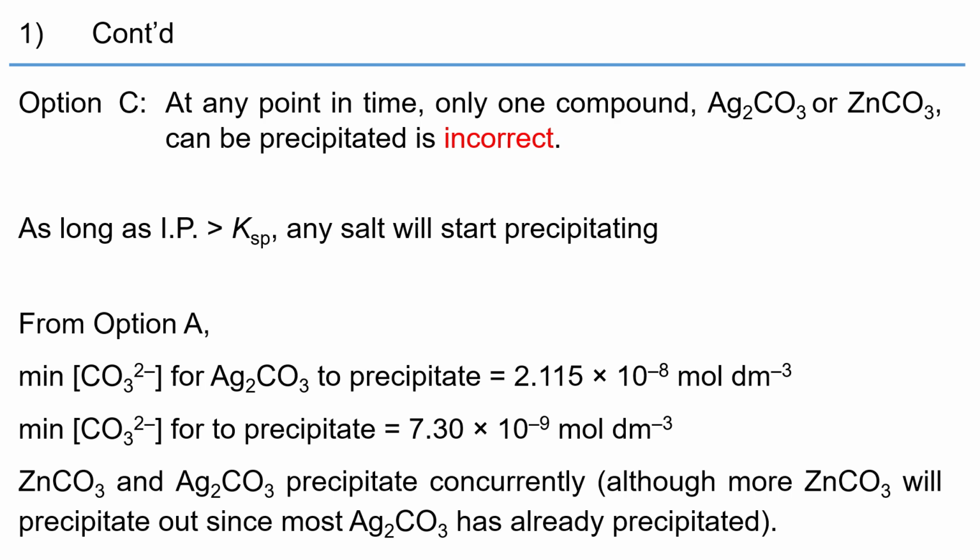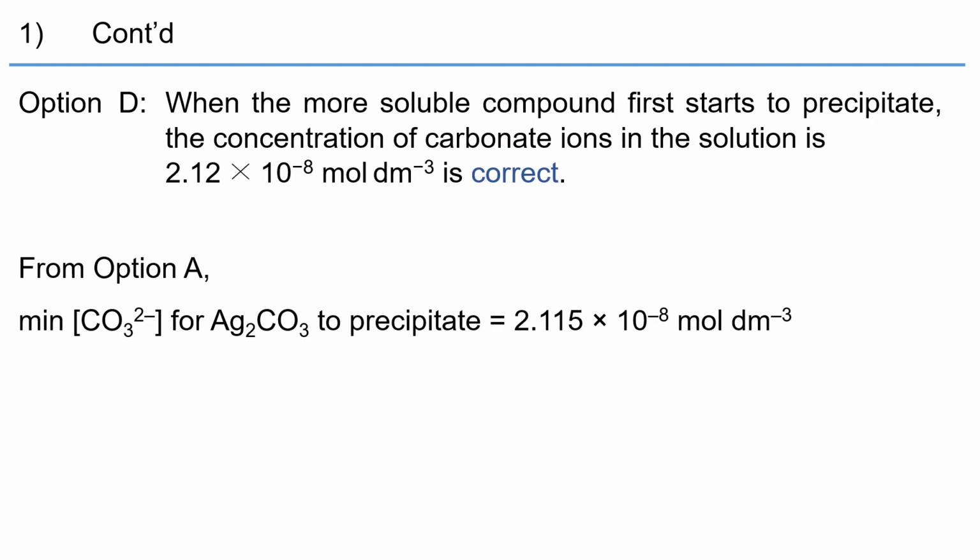All right. Now, last option, option D is the correct option here. The more soluble compound will first start to precipitate. When it starts to precipitate, the concentration of ions is 2.12 times 10 minus 8. So actually this one is from option A. If you do the calculation, you realize that this value here is 2.115 times 10 minus 8. So to 3SF the answer is actually 2.12. All right. Okay, moving on.